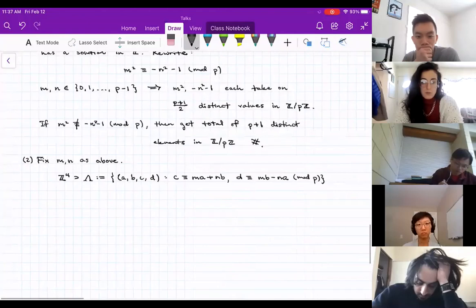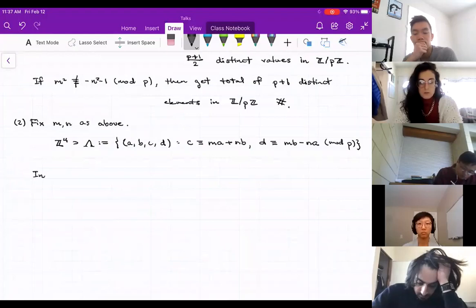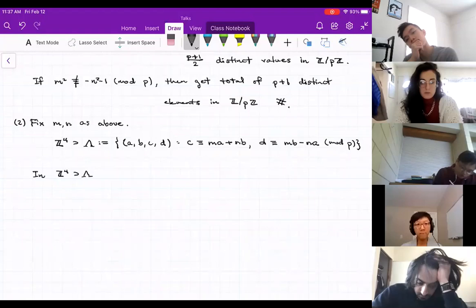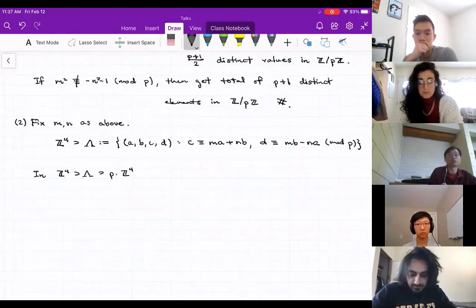Okay, so the first observation about this lattice lambda is that it sits inside of Z^4 by definition, but it contains the sublattice P times Z^4. And this is pretty straightforward. If A, B, C, and D are all multiples of P, then these congruence relations become vacuous. It's just saying that zero is congruent to zero.